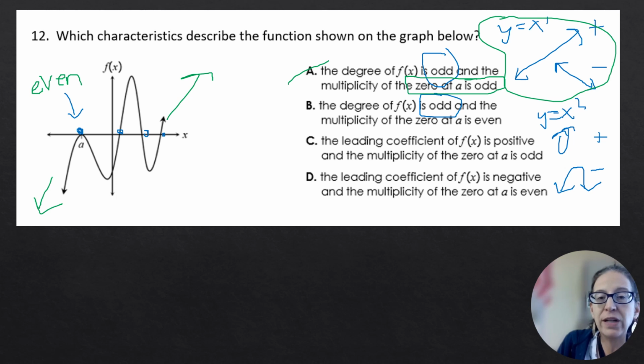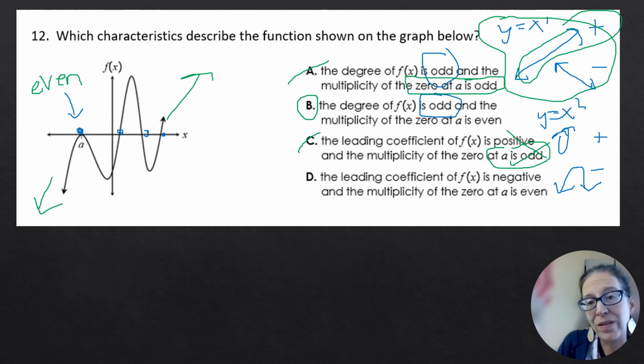Second one, the degree is odd and the multiplicity of A is even. I like that answer choice. Now, if I've got the time, I'm going to read the other ones and just make sure. The leading coefficient is positive. That would be true. That's that situation right there. But then we have this going on again where the multiplicity of A is odd, so that's not right. And then the leading coefficient is negative. Nope, that would have it going the other direction. So I'm super happy with answer choice B.